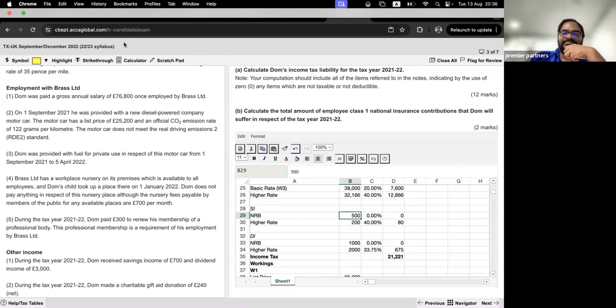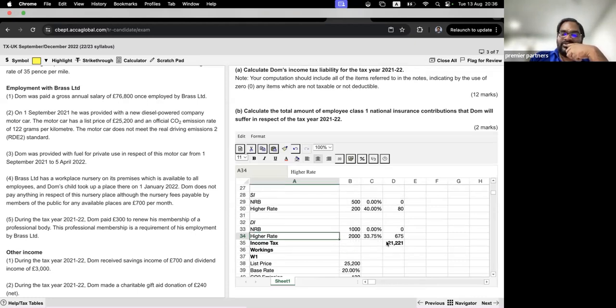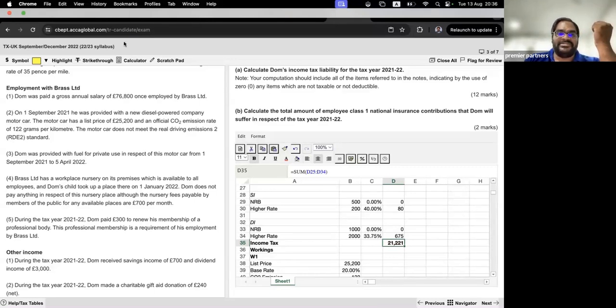Right. So once I adjust the dividend income also, the total income tax liability will be 21,221 for Dom. No, dividend nil rate band is 1,000. I took it as 1,000, right? Razi, are we okay?